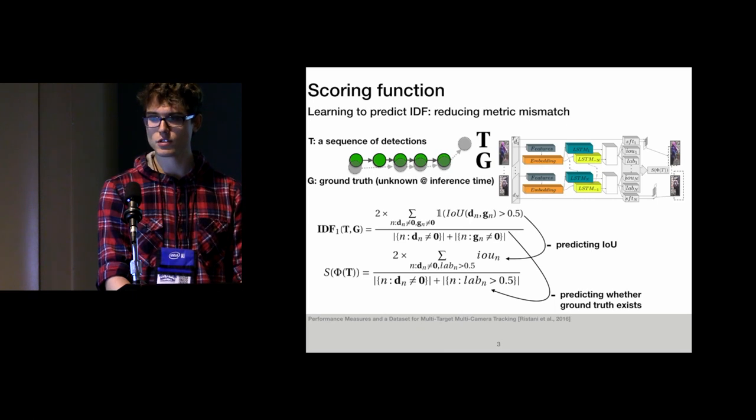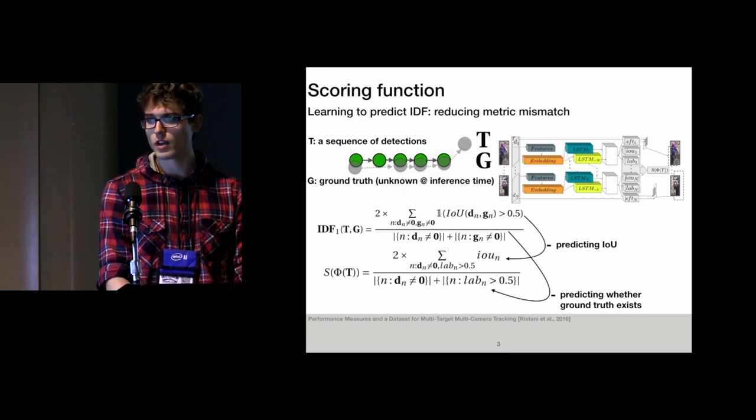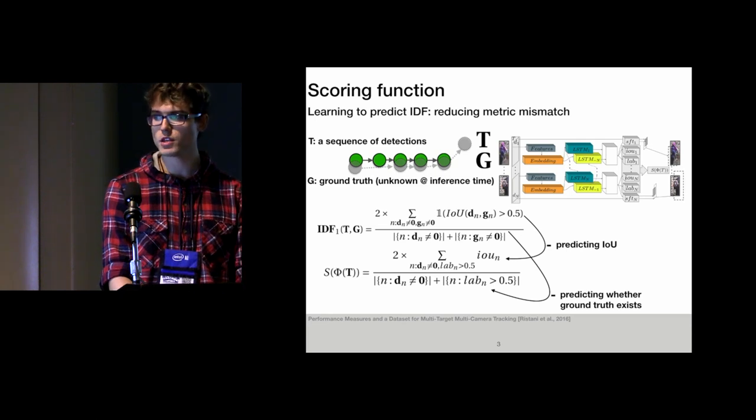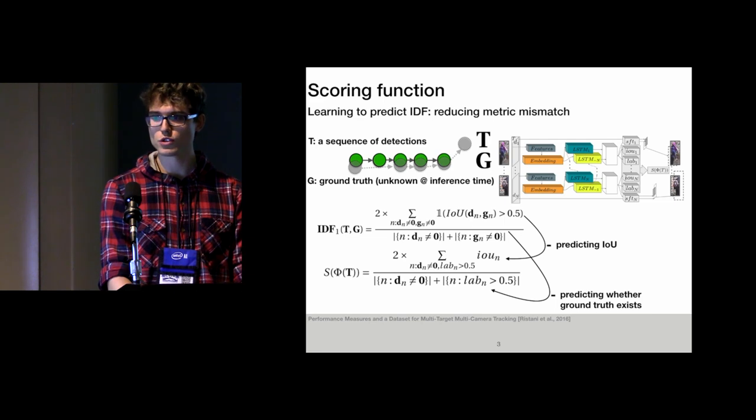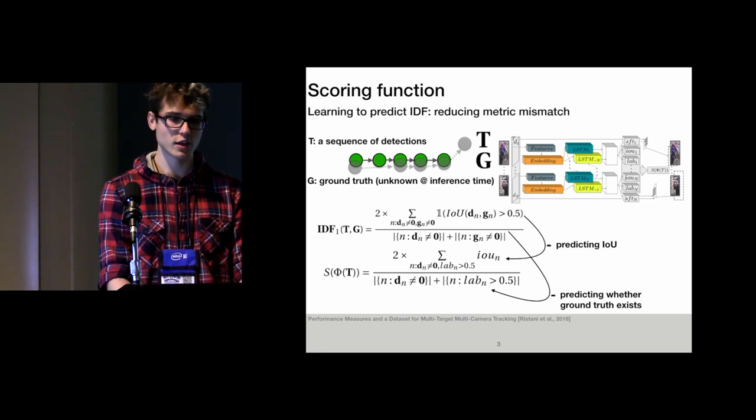Traditionally, IDF is computed between a trajectory and a ground truth. Unfortunately, during inference, ground truth is usually unknown. So we actually need to predict the components of this metric that are unknown, that is intersection over union with the ground truth, and predicting whether the ground truth exists at all. And we do that with a single layer bidirectional LSTM, which for every frame in a sequence predicts this intersection over union and whether the ground truth exists, which allows us to compute the approximation of the IDF metric, thus reducing the metric mismatch.